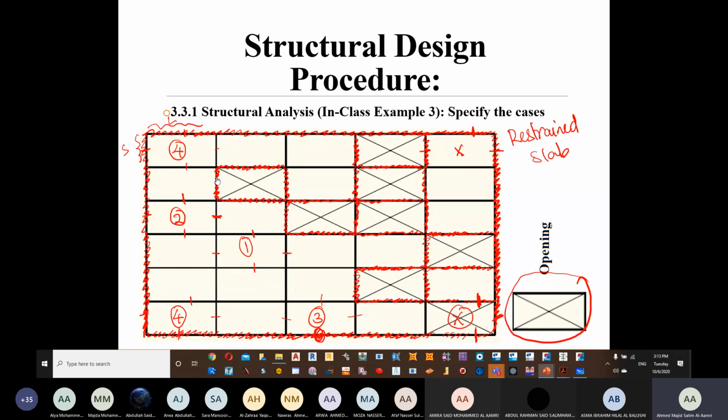Can I say here? Is this discontinuous now? Is this discontinuous? Is this discontinuous? So we have two short discontinuous, and we have one continuous long. Yes, Amira.